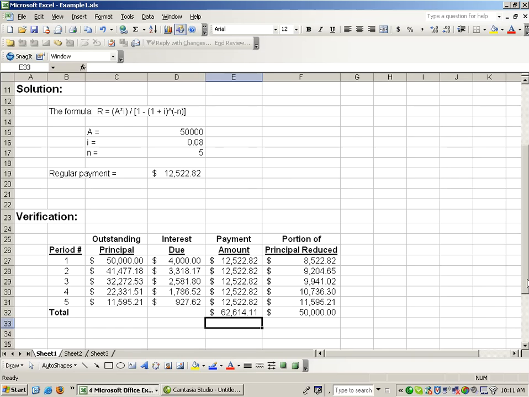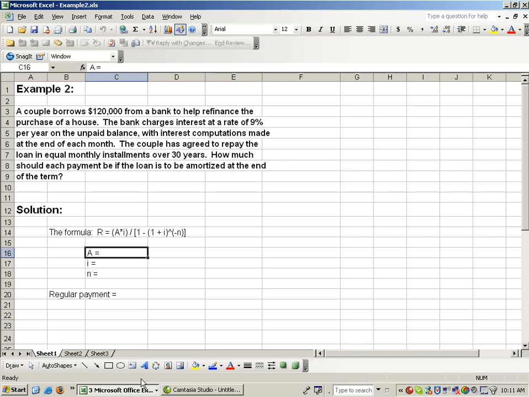Okay, let's look at a second example. Read example 2.